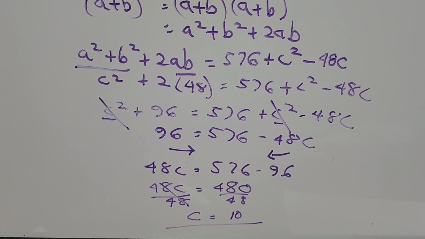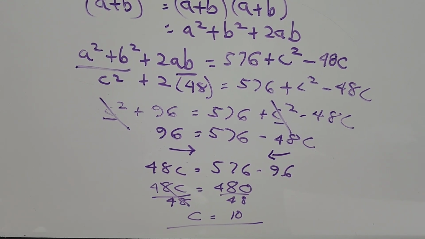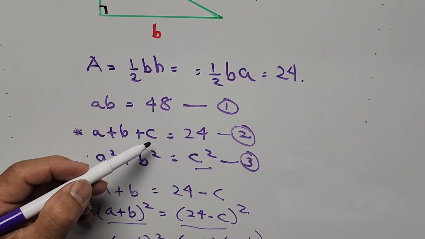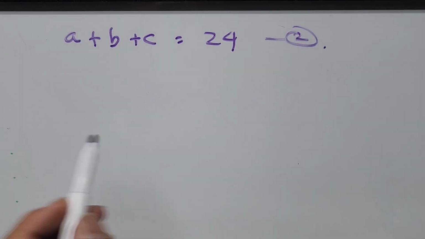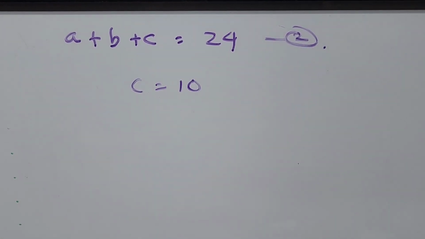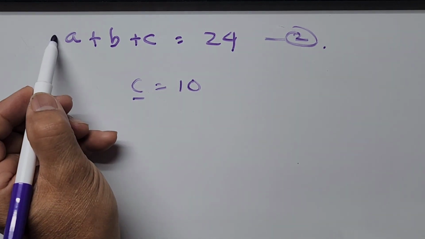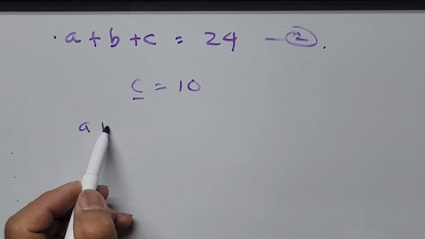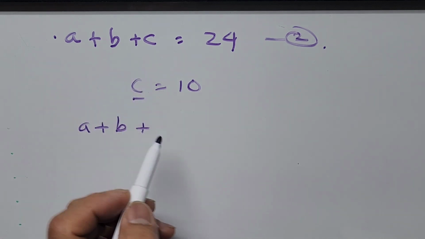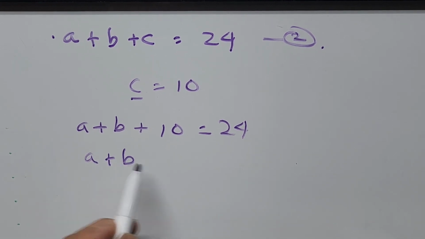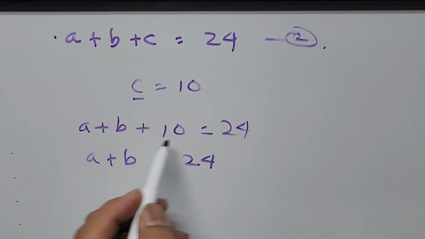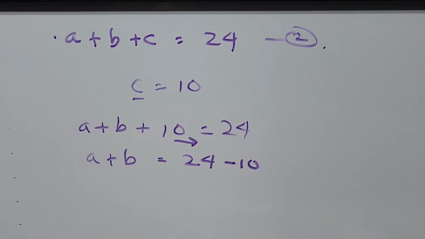Next variables to find are a and b. So from equation 2, substitute the value of c to equation 2. So we have here equation 2 and the value of c is 10. Substitute this value to this equation 2. So we have a plus b plus c, which is 10, equals 24. So we have a plus b equals 24 minus 10. So we have a plus b equals 14.